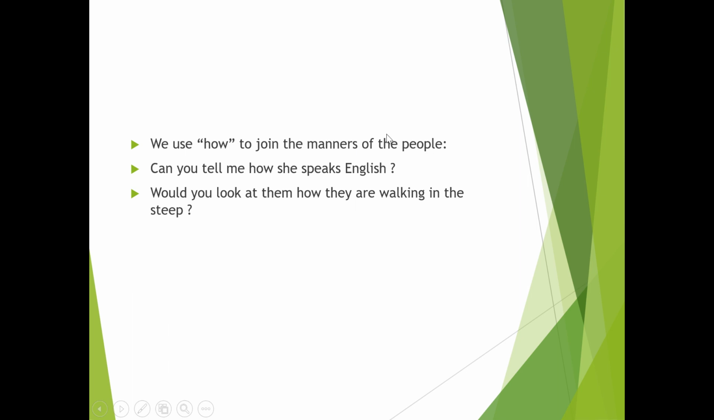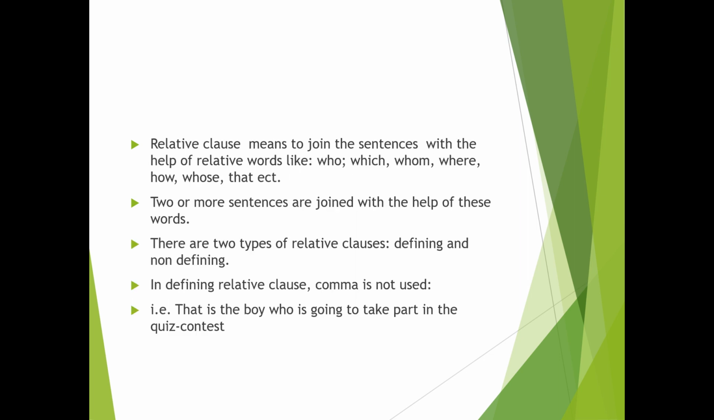मान्छेको स्वभावलाई जोड्न how को प्रयोग गर्छौँ. Relative clause भनेको WH wordले जोड्ने. Can you tell me how she speaks English? This is join. How le जोडिए. Would you look at them how they are walking in the steep? This is the idea how we join with how in relative clause. How le जोडेको sentence हो, right?